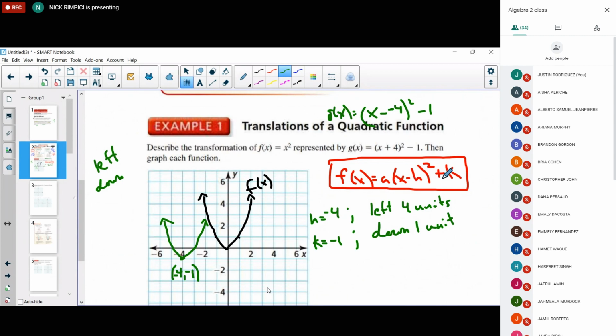With k, that's not an issue, because with k the formula has a plus sign in it, so it's good. You just copy what you see. It's the h that has a negative in it, and that's why you're always changing the sign. That's why it's always reverse when you're doing horizontal change. That's the algebraic rationale.